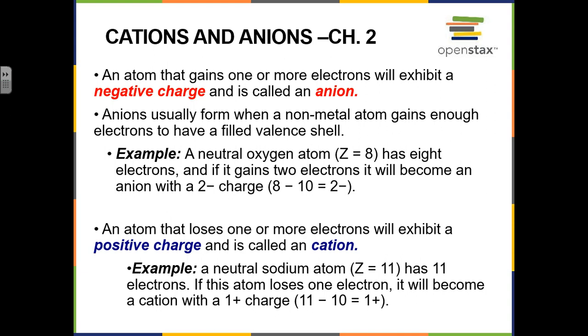Now, an atom that gains one or more electrons can exhibit a negative charge, and that is called an anion. Now, anions usually form when a non-metal atom gains enough electrons to have a filled valence shell. For example, if you consider a neutral oxygen atom featuring the atomic number Z equal to 8, that means it has 8 electrons, and if it gains 2 electrons, it will become an anion with a -2 charge.